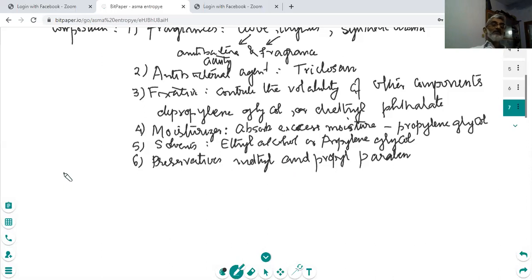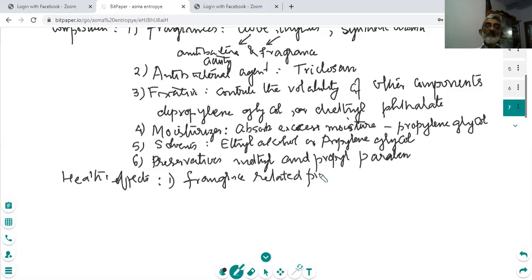Now let us look at the health effects of all these substances in the formulation of deodorants. Number one, again the same: fragrances have their problems, the fragrance related problems that we have already discussed.